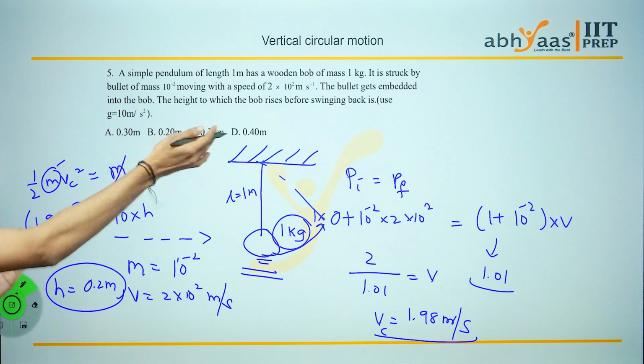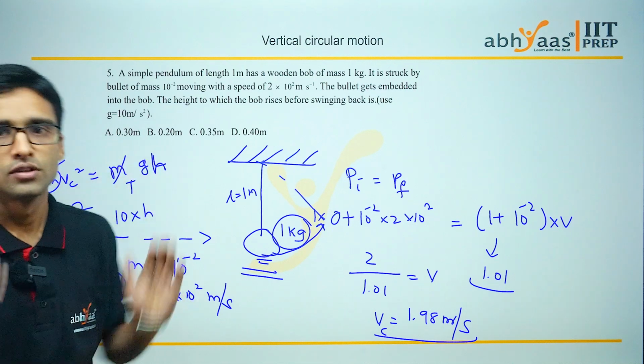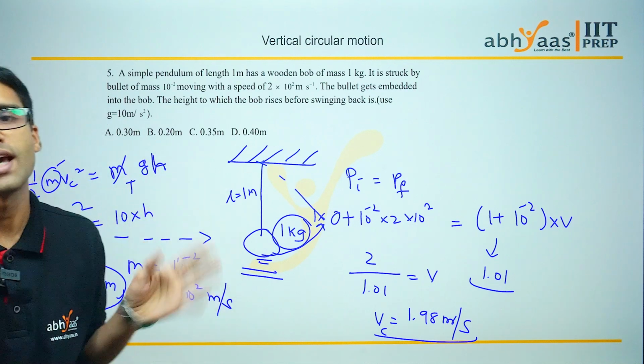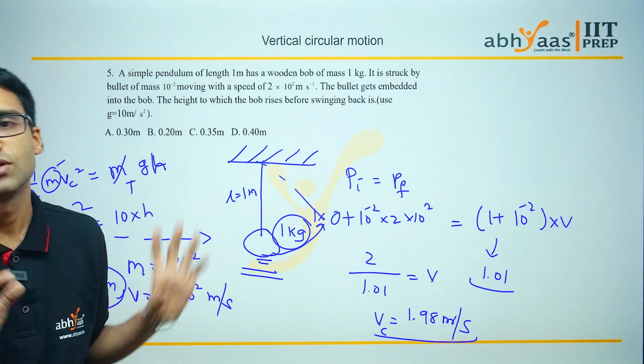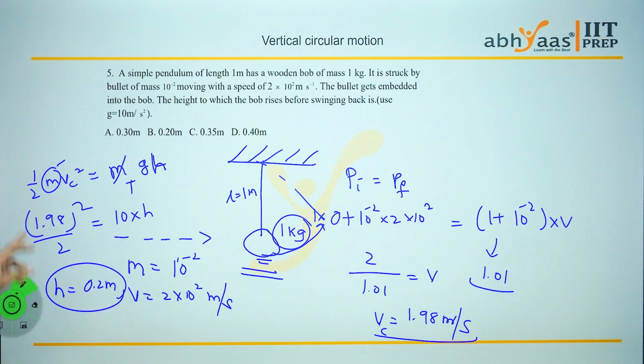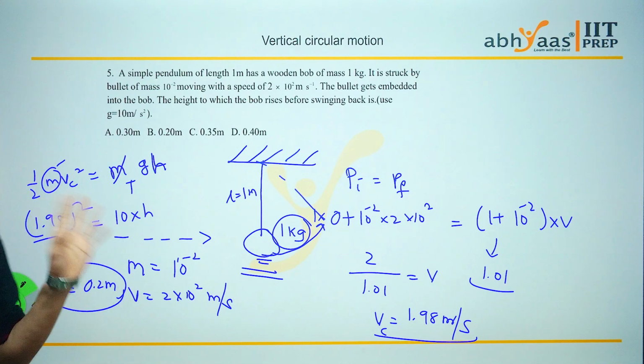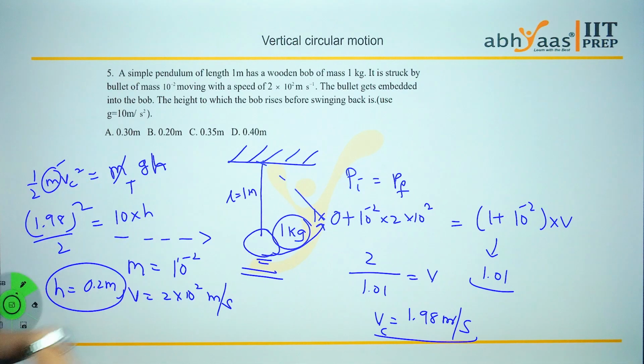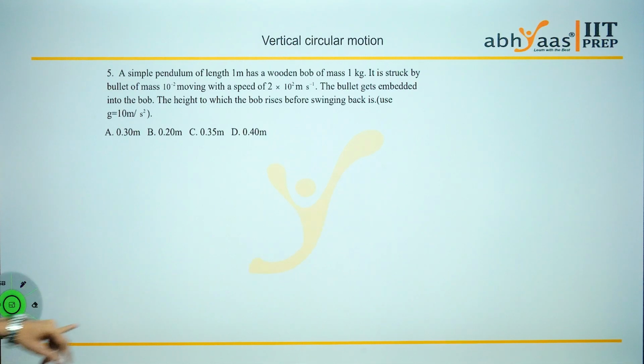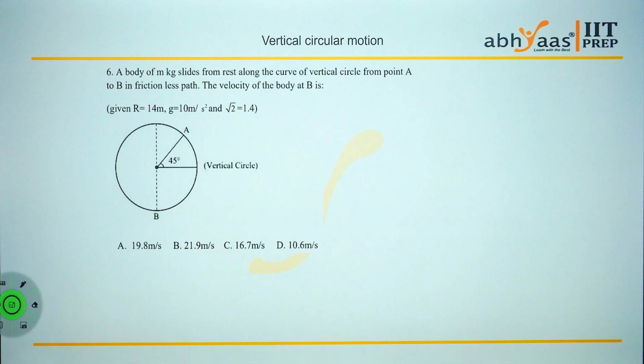Because the options are all spread around, the gap is more. So you can clearly understand, without much calculation you can get the answer. Because it's 2 square by 2, 2 square means 4, by 2 is 2, 2 by 10 is 0.2. So directly you got the answer. Okay, now going to the another one.